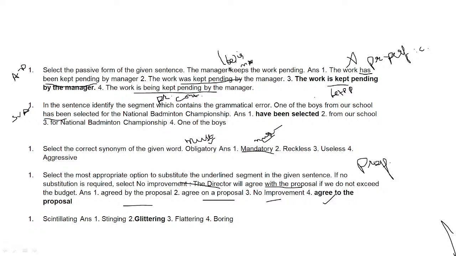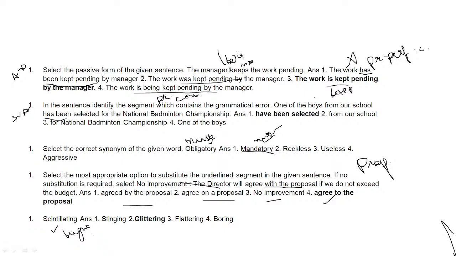The next one is also about synonyms. Scintillating. Okay, scintillating means something which is very bright. It means immediately you will notice that. Very noticeable, very bright. What are the options? Stinging, glittering, flattering, boring. Stinging means something which hurts you, which stings you. Obviously, that won't be the answer.